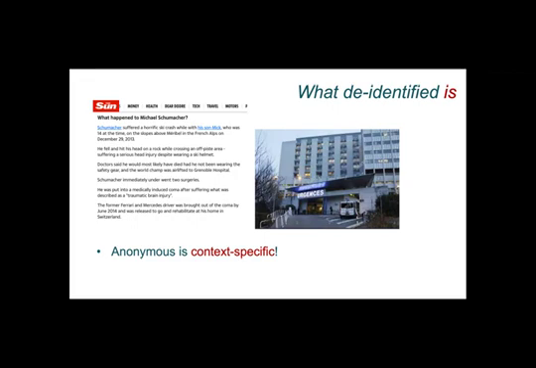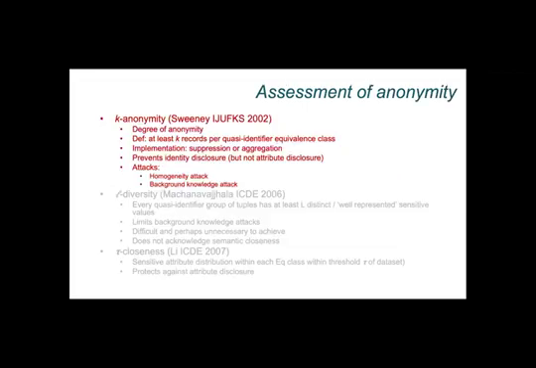So what I really want to get across to you is that anonymous is context specific. And so if data is shared with someone for one purpose, then it cannot be reshared with other people and then used for other purposes, because we don't then have an assurance of what the context is. Can we assess the anonymity? Well, we can. There are a number of mechanisms which allow us to actually formally calculate the degree of anonymity or re-identification risk. The one that's probably most well known, but there are other alternatives, is something called K-anonymity.